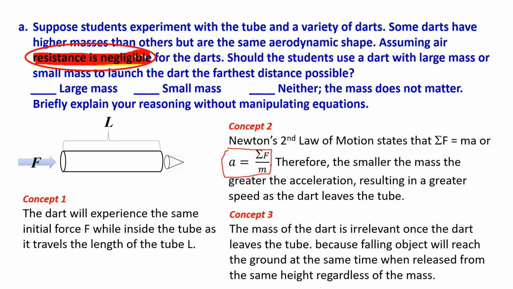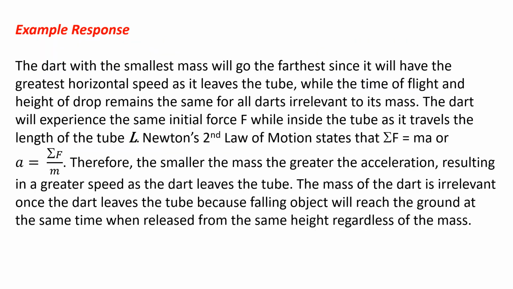Now we have concept 1, concept 2, concept 3. Put it all together in a cohesive paragraph. On the next slide, we present a cohesive explanation by putting all these 3 concepts together, and I will read it to you. So here's the next slide. Here's an example response that is expected from you. The dart with the smallest mass will go the farthest since it will have the greatest horizontal speed or velocity as it leaves the tube, while the time of flight and height of drop remain the same for all darts, irrelevant to its mass.